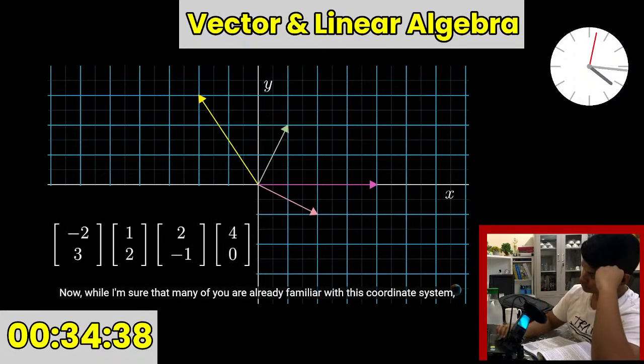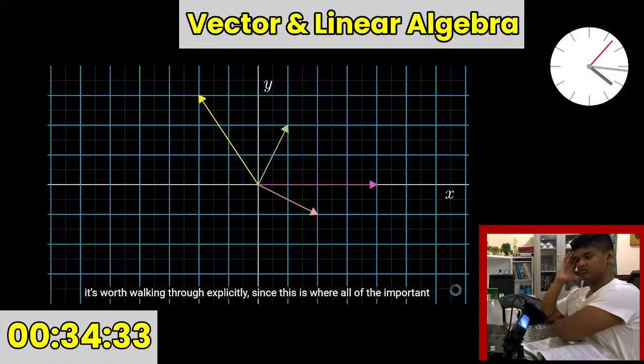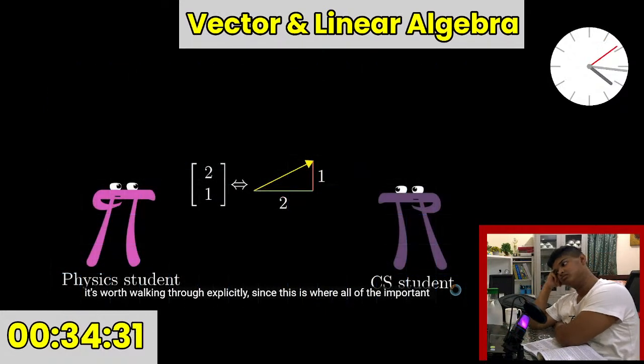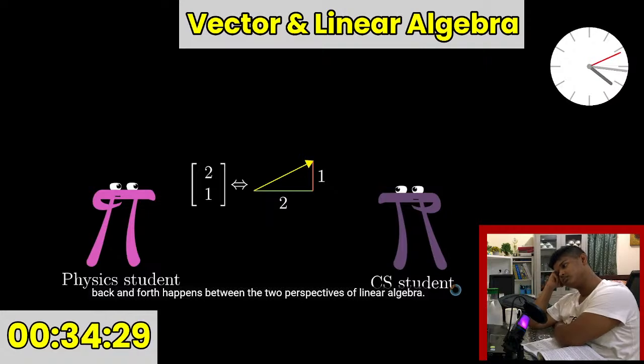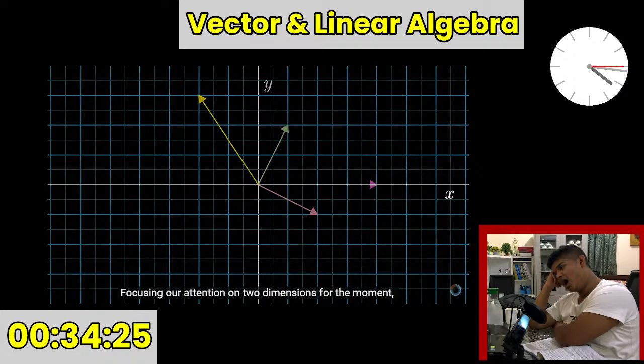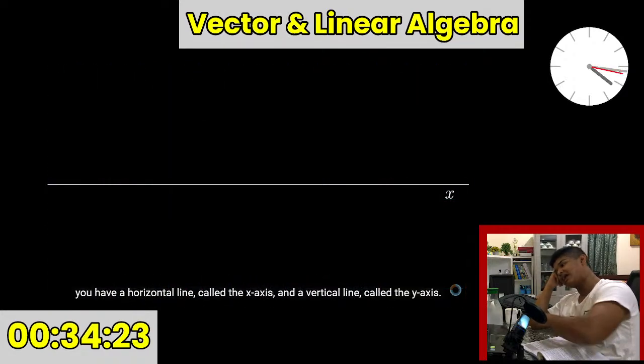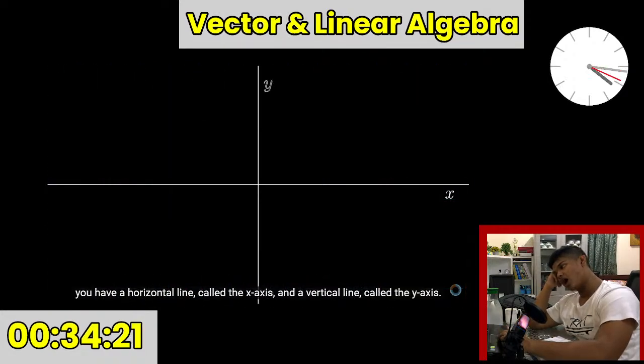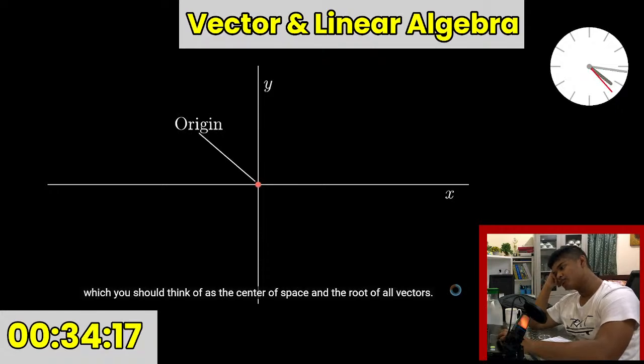Now, while I'm sure that many of you are already familiar with this coordinate system, it's worth walking through explicitly, since this is where all of the important back and forth happens between the two perspectives of linear algebra. Focusing our attention on two dimensions for the moment, you have a horizontal line, called the x-axis, and a vertical line, called the y-axis. The place where they intersect is called the origin, which you should think of as the center of space and the root of all vectors.